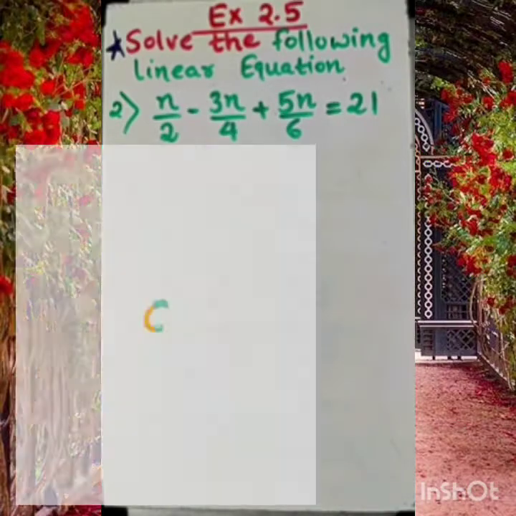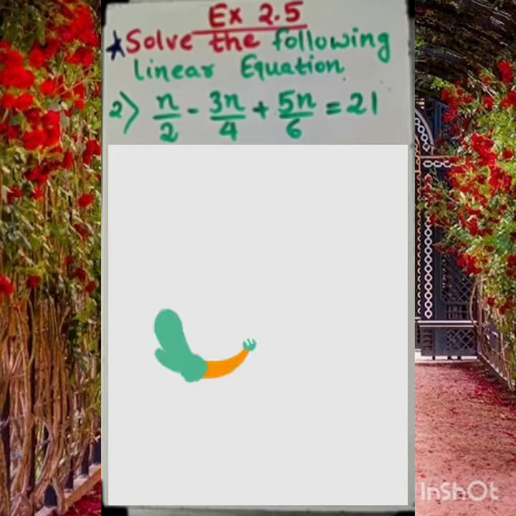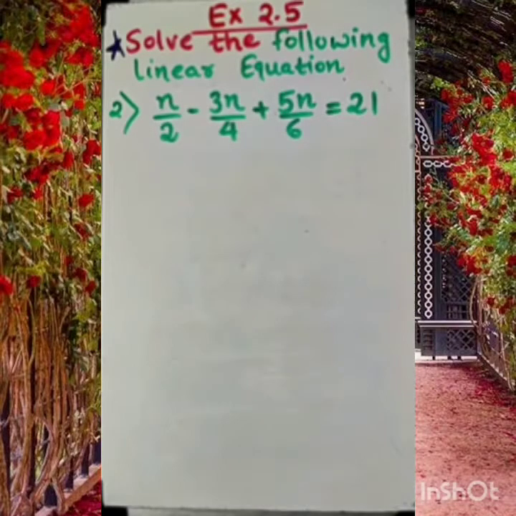So the second is on your screen, dear student: n by 2 minus 3n by 4 plus 5n by 6 equal to 21. Here you can see, dear student, the variable given is n. The variable is n, which means we need to find the value of n. Solve the equation under the heading indicates that whatever variable is given in the equation, we have to find its value. So here we need to work out n.